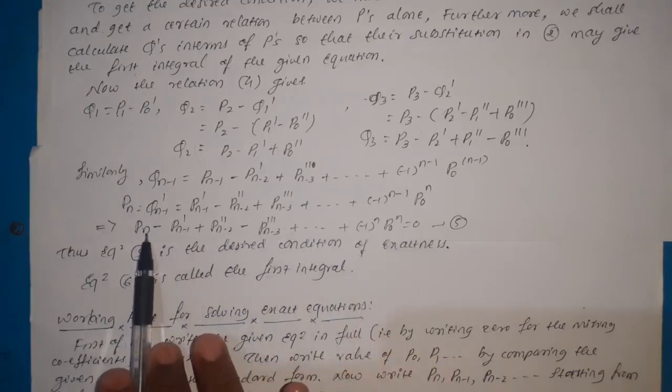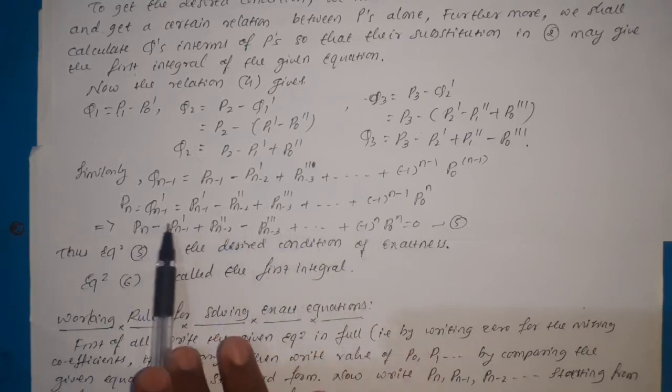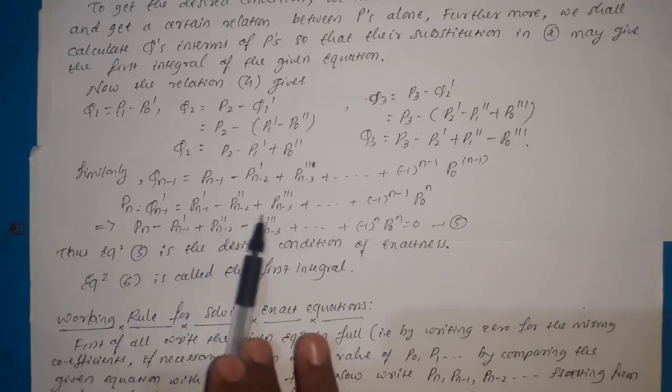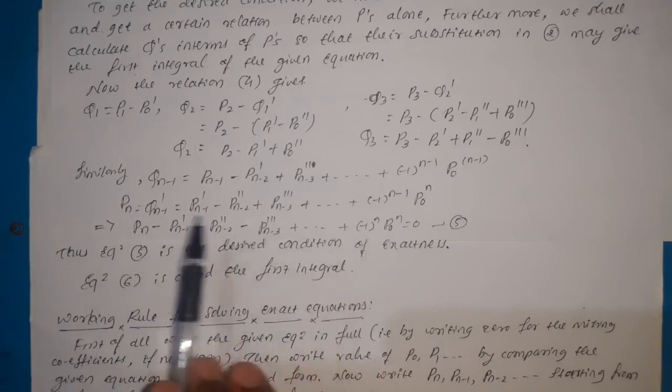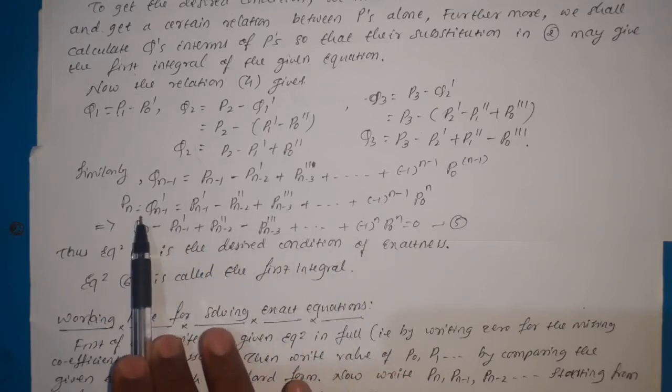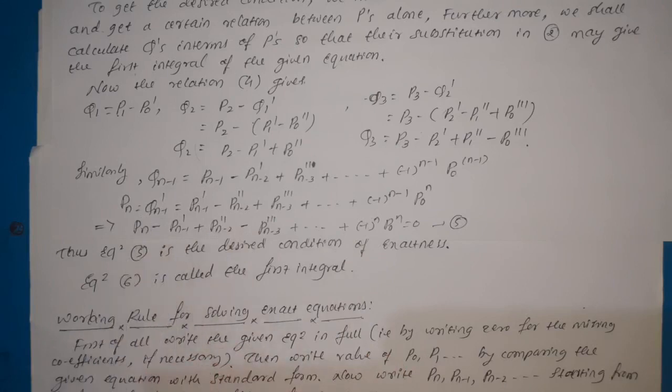Here n, n minus 1, n minus 2, n minus 3 and so on up to 0, and the powers are 0, 1, 2, 3. Means the subscripts go on decreasing and the superscripts go on increasing, alternately plus and minus. No need to remember this in particular. If you just remember the format of that equation, it will be easy to write. So this is about the condition for exactness.